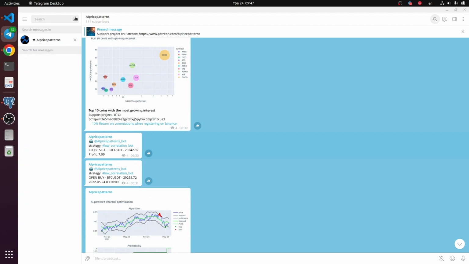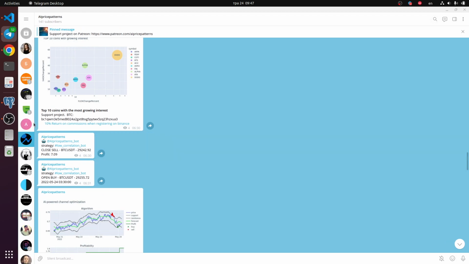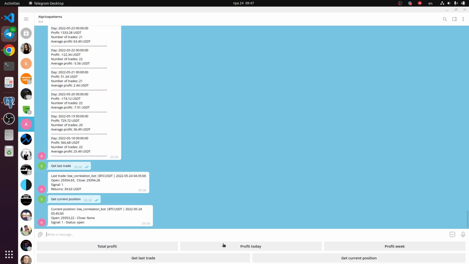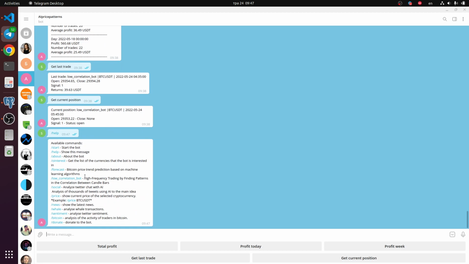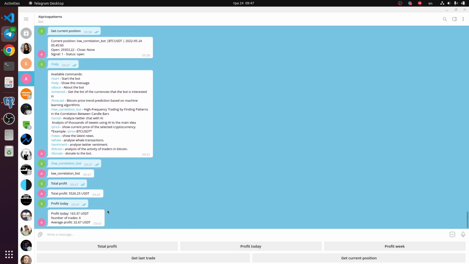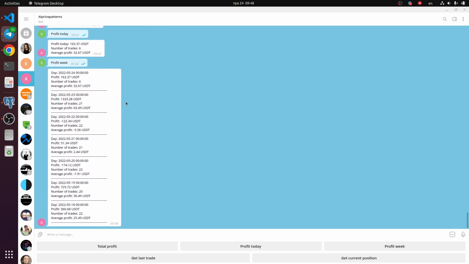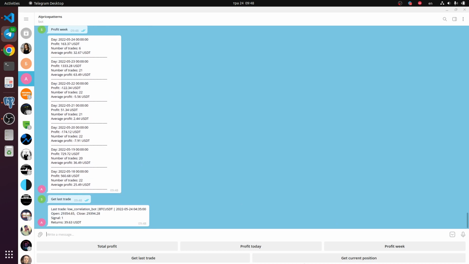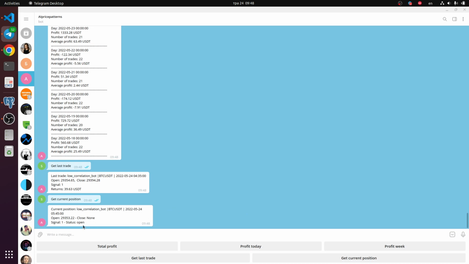Let's look in on our Telegram bot. Here, we need to call help. Next we need to click on the low correlation bot. This shows total profit, profit for the current day, and for the week, meaning the last 7 days, and what the last trade was and what the current position is. Signal 1 means buy, -1 means sell.